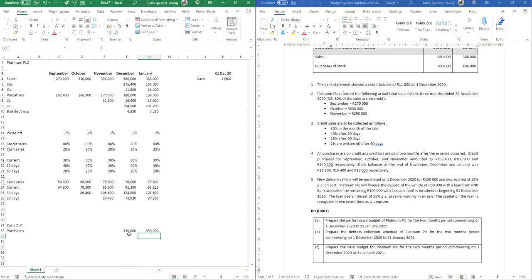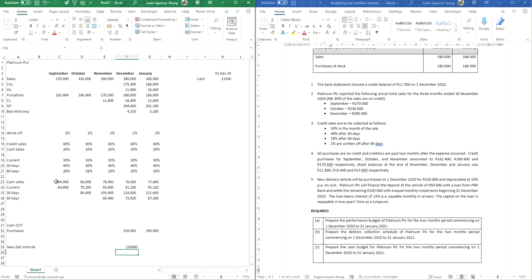Now what's happening here is our cash flow statement is starting to emerge. We've got some pieces in there. Next up, new delivery vehicle will be purchased on 1 December for 150,000 and depreciated at 10%. So let's put here new delivery vehicle for December at 150,000.